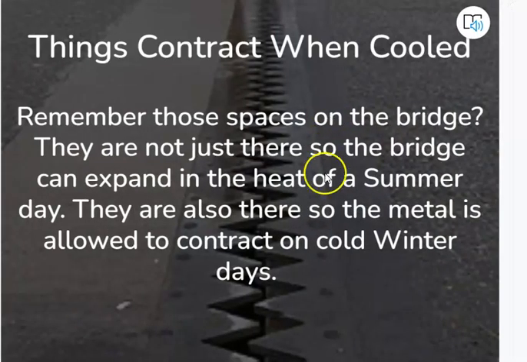So again, we mentioned this. These are those same spaces that can expand and get much closer in the summertime on bridges. They can contract and get a little bit further apart. And again, if you're building it, you're not going to build it where there's going to be a giant gap that's going to cause a car or a truck or something to wreck. You're going to build it with just enough space so it can move back and forth and things can still drive over it safely.